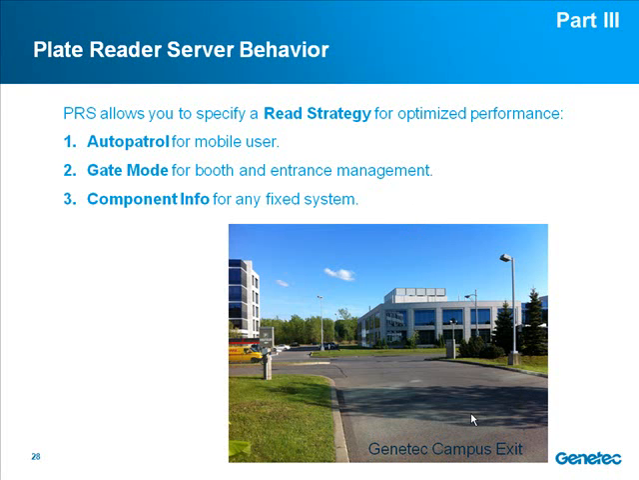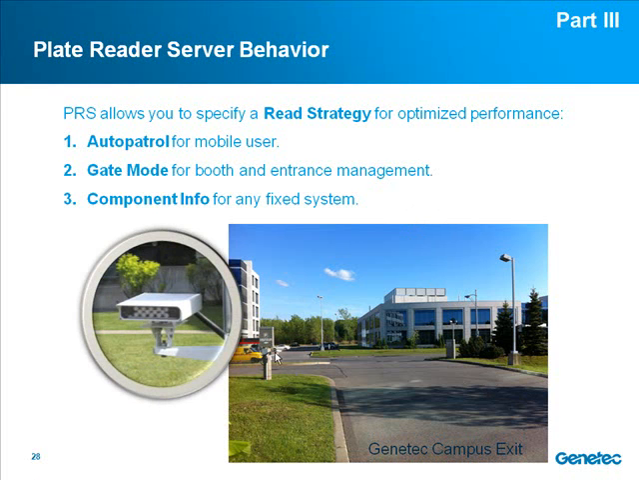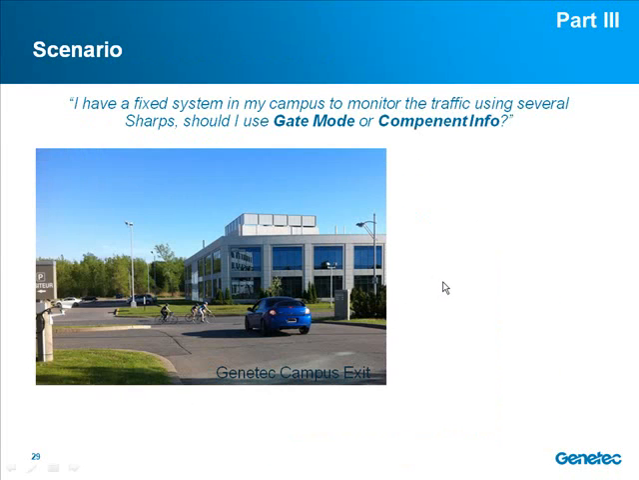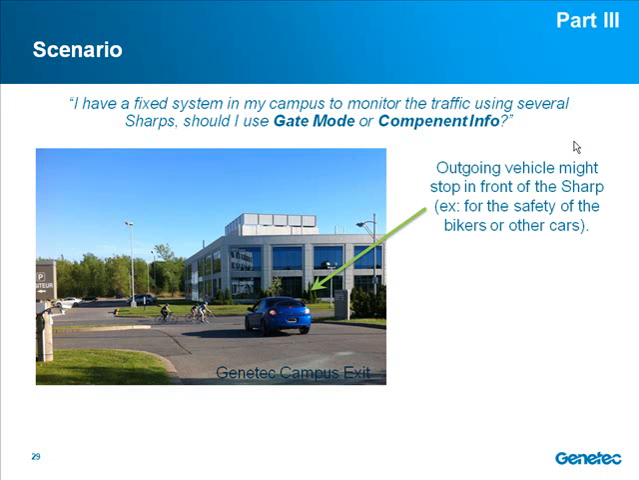Taking a look at the Genetec campus here, we have a Sharp camera set up at the exit. So while we're setting this up, we need to ask ourselves which read strategy to use. In order to know that, we need to observe the behavior of the vehicles as they pass the camera. After some observation, we can see that most of the cars leaving the parking lot are stopping, either due to the local traffic or for the safety of the bikers or pedestrians.